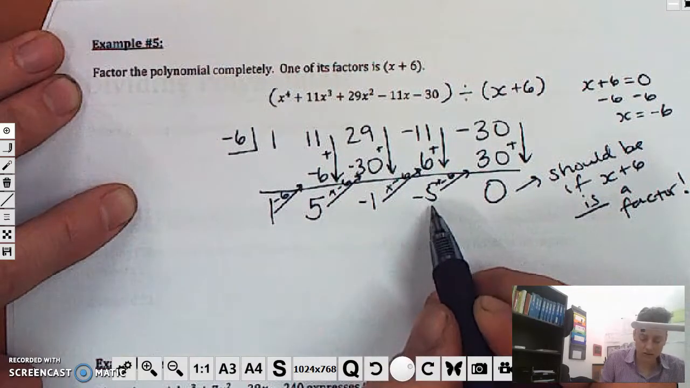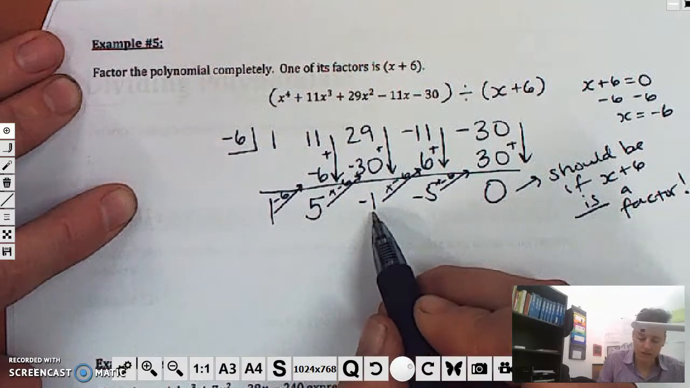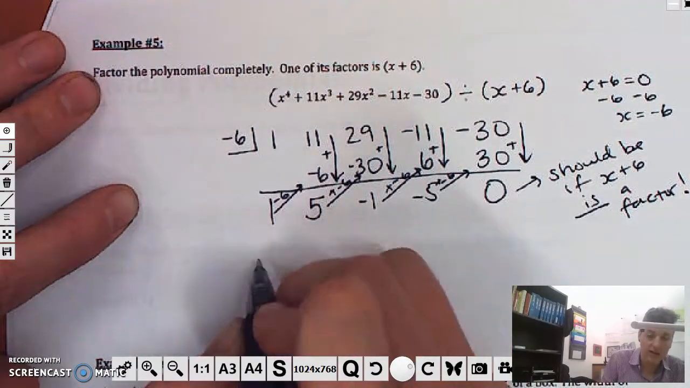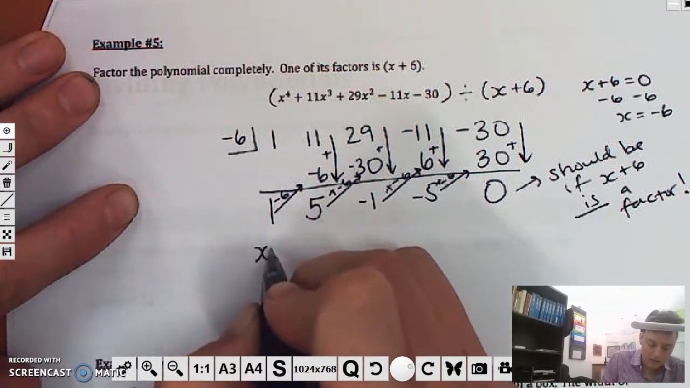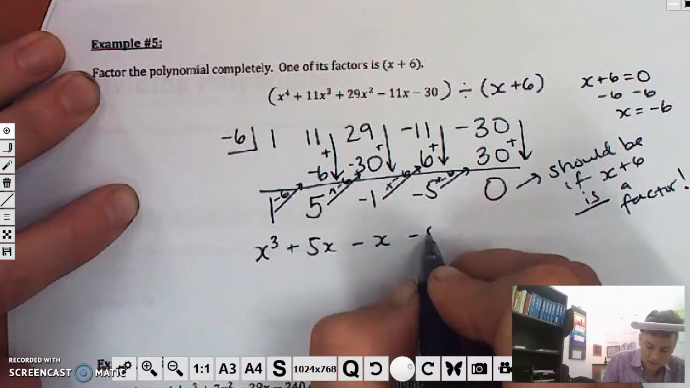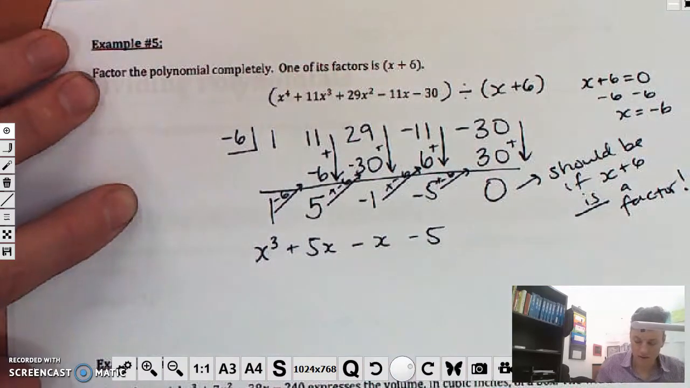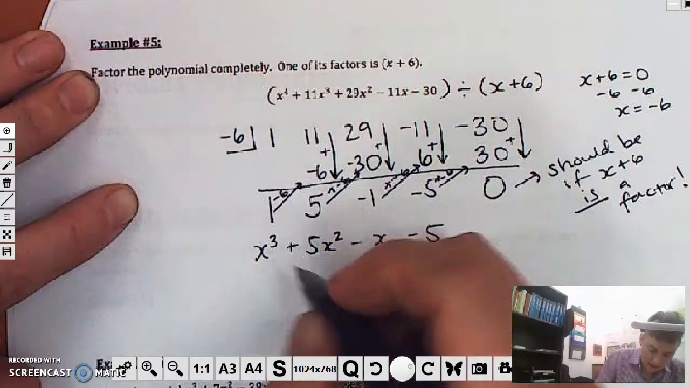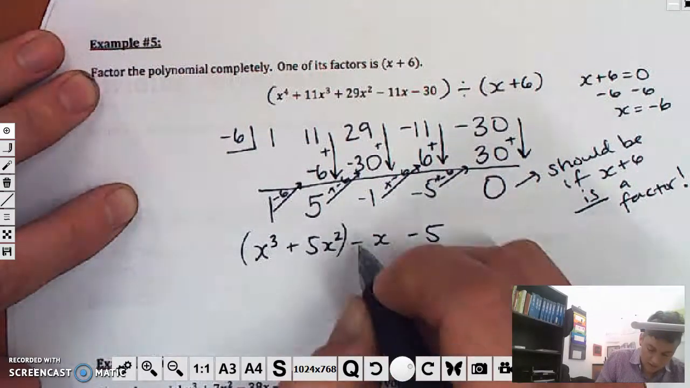This is our constant term, this is our linear term, this is our squared term, this is our cubed term. Let's bring that down. X cubed plus 5x squared minus x minus 5. Huh. This looks like it could be factored. I could factor this by grouping. Pretty sure we can keep going. Let's keep going. Put those two together. Put those two together.